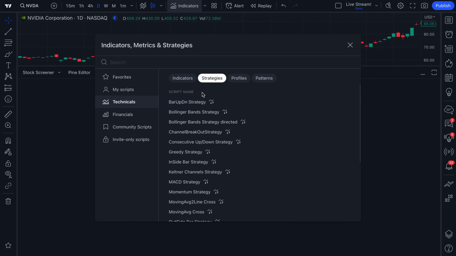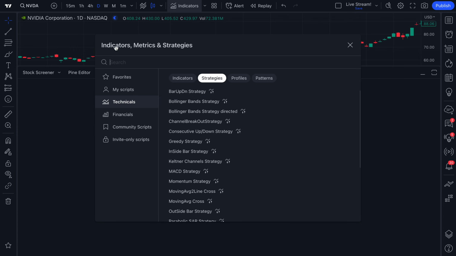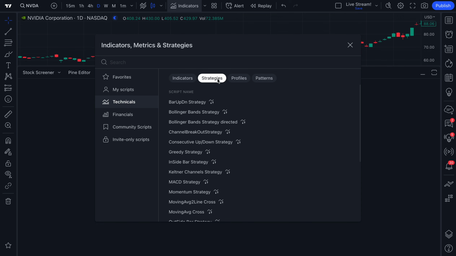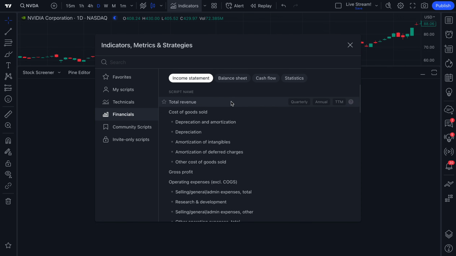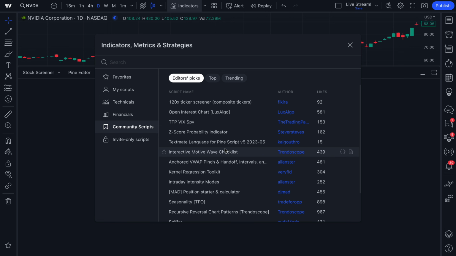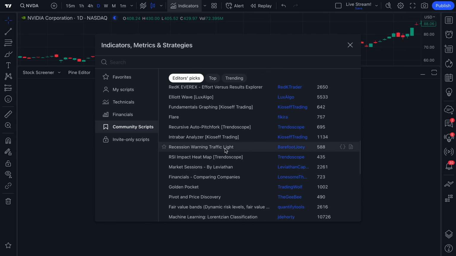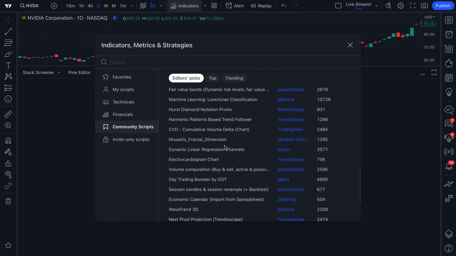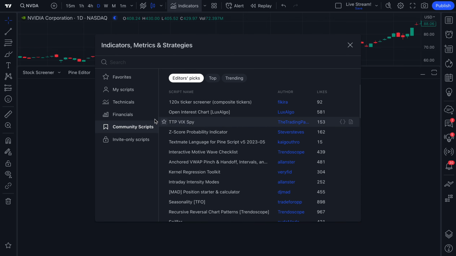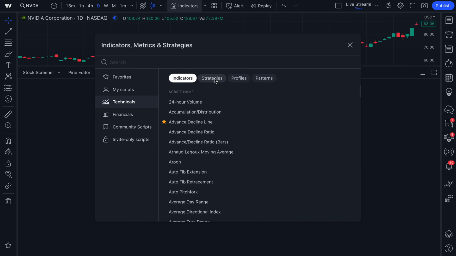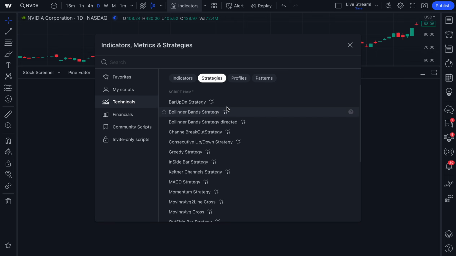Now every strategy is coded in PineScript. So you want to master the indicators, metrics, and strategies menu, because here you can find technicals such as indicators and strategies. You can find financials. So if you're interested in charting things like total revenue or cost of goods sold or gross profit. You can also find community scripts. These are coded by investors and traders around the world. Some of them even code up strategies that you can test on the chart yourself. For the sake of this video, let's click strategies because that is what we are focusing on.